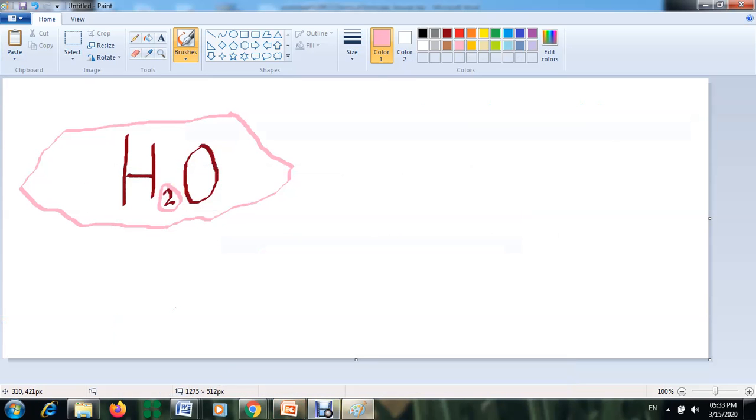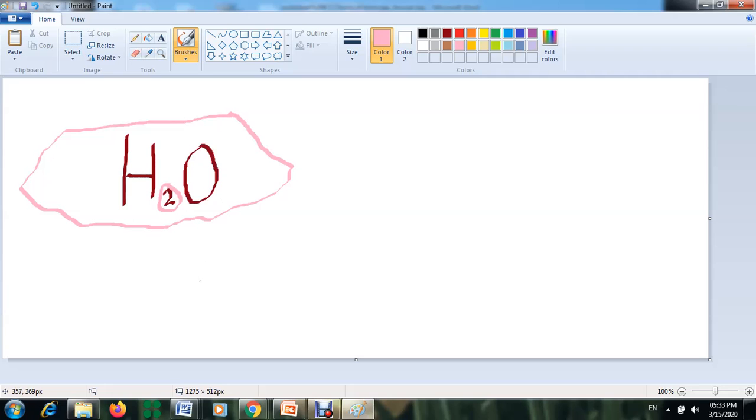Now, the number that is written below to the right of each element, here the number 2, is called a subscript, and it represents the number of hydrogen atoms. What about oxygen? Because there is no number here, it means only 1 oxygen atom.